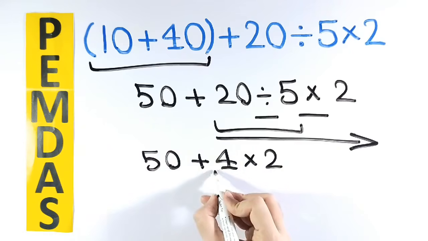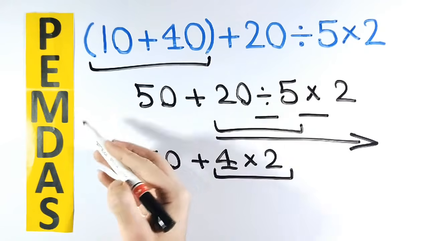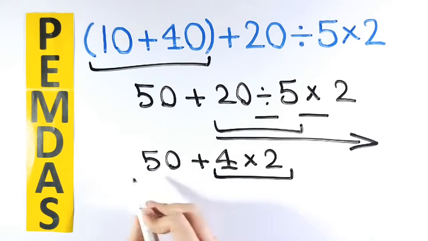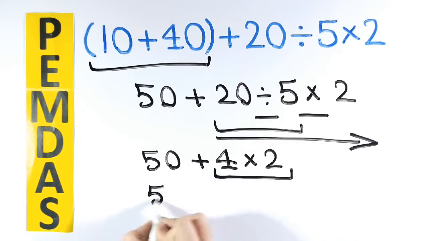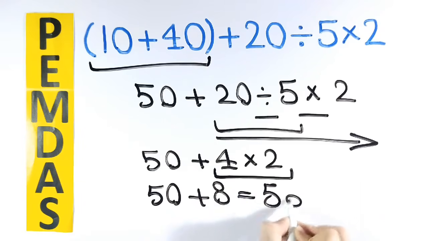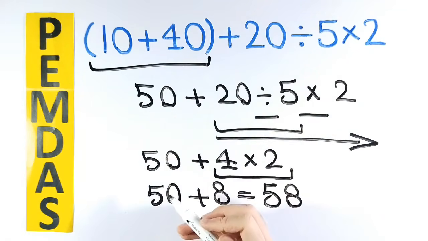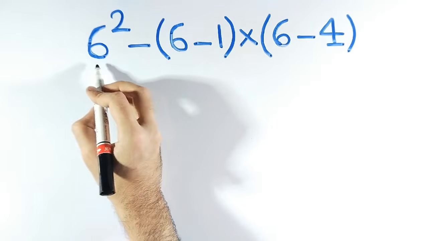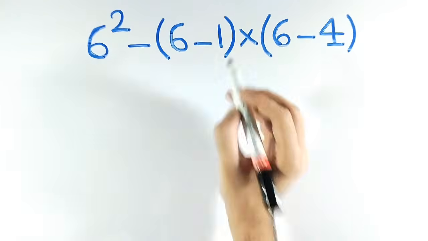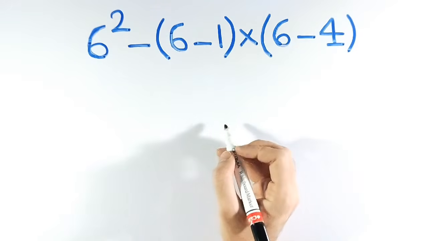And the final step, we go for the multiplication between 4 and 2, because according to the PEMDAS rule, multiplication has priority over addition. So, instead of this expression, we can write 50 plus 8, which finally gives us the answer 58. Okay, let's solve the final math question together. What is the value of the expression 6 squared minus open parentheses 6 minus 1 close parentheses and multiplied by 6 minus 4 inside the parentheses?